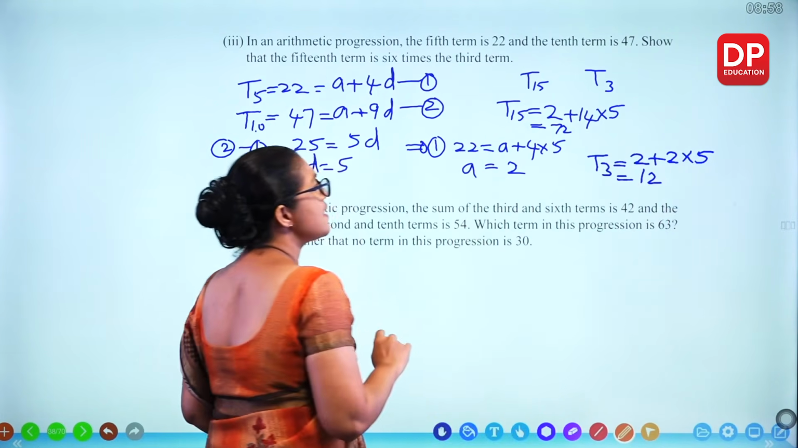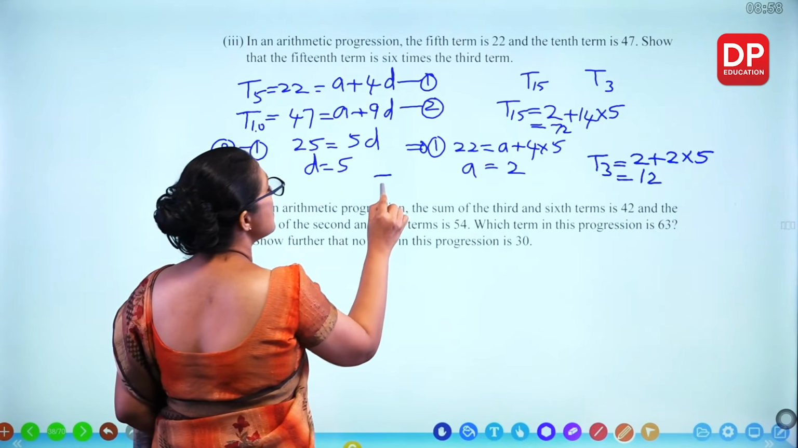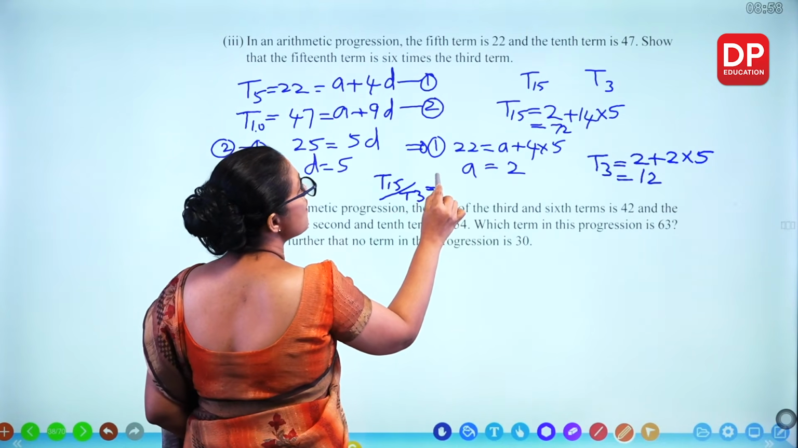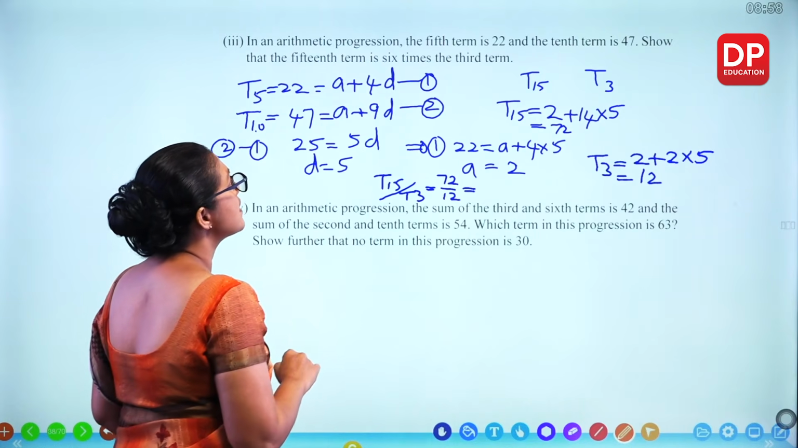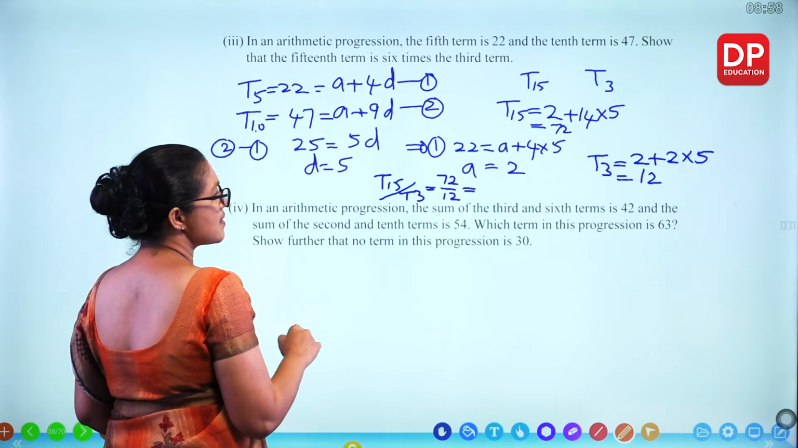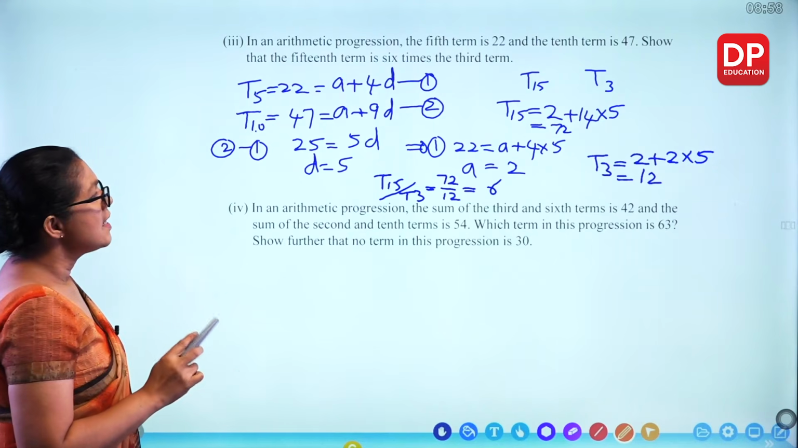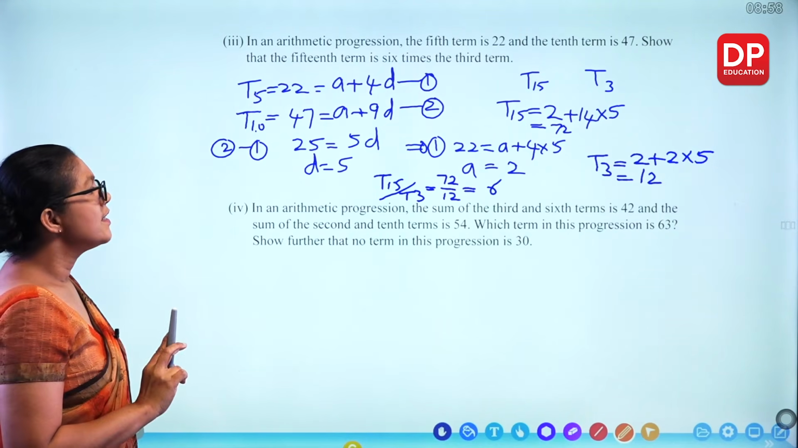Now divide and see what's the ratio. T15 divided by T3. 72 divided by 12. You get 6. So we can see T15 is 6 times bigger than the third term.